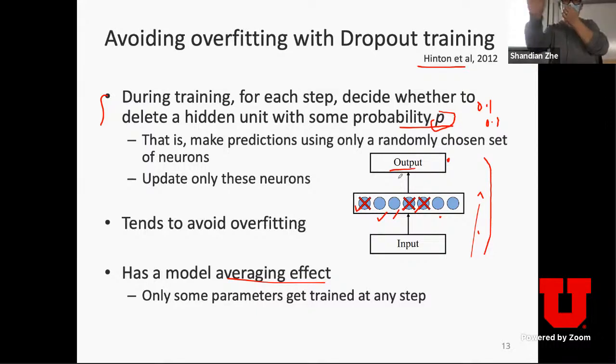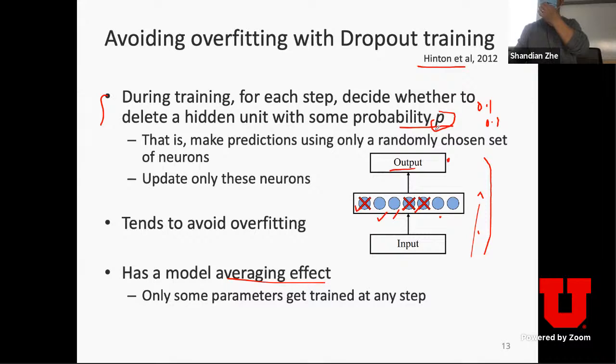We randomly kick off the neurons with the same probability P as well. So we do this again and again until we reach the last layer. If you choose P as 10%, in each layer 10% of the neurons will be deleted. And when you do the backpropagation, you only backpropagate to the existing, remaining neurons.